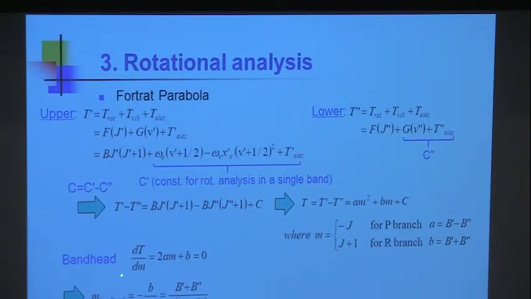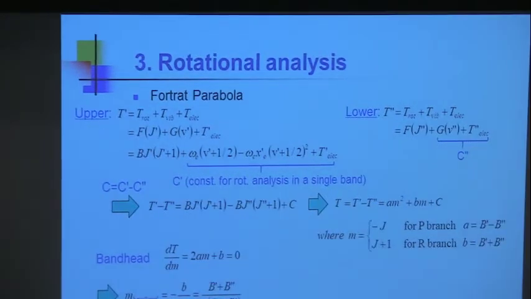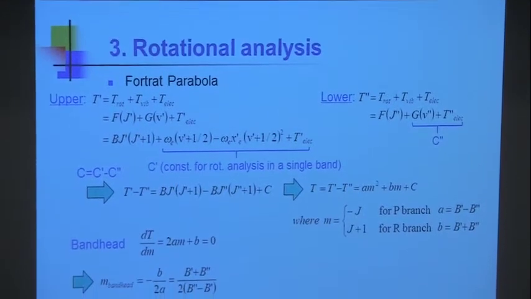So now you can ask, well, where's the band head? If I take the derivative of this expression here, I can find out that the band head in M is minus b over 2a. So the band head is delta b over this delta b. So I can immediately see whether the band head is positive or negative M. So the band head is not necessarily in the R branch. It might be in the P branch. Depends.